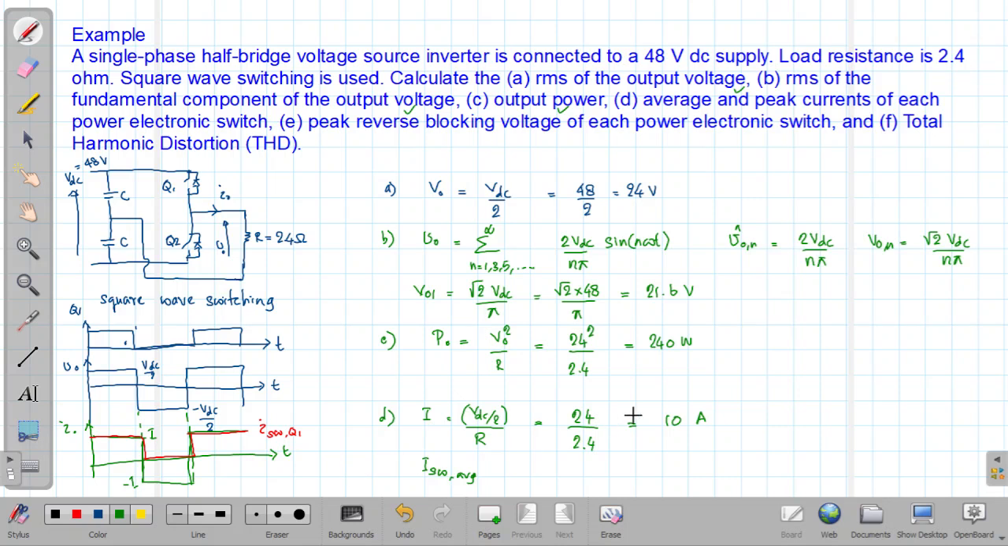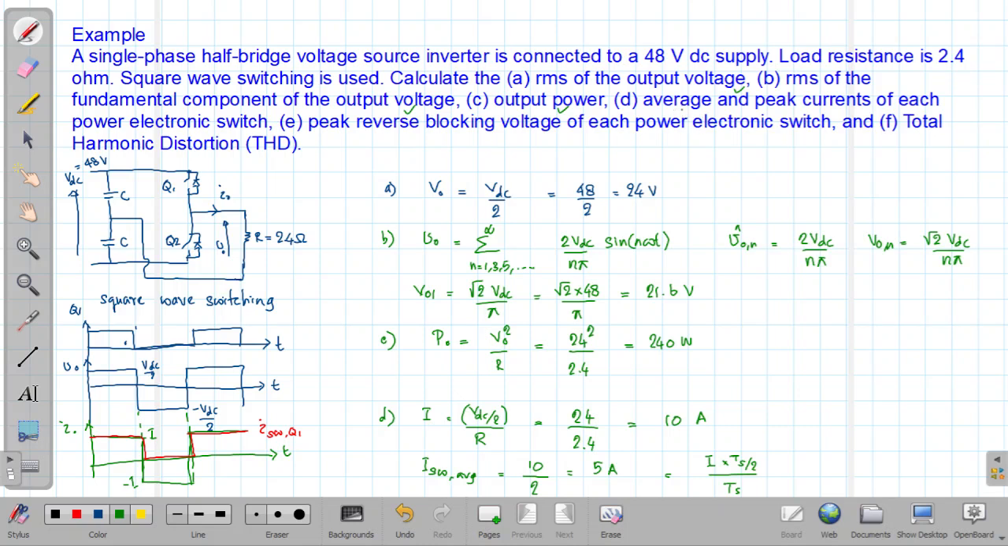Now we can calculate what would be the I switch average. It is only conducting for half of the period, so the average would be equal to 10 divided by 2, which is 5 amperes. What you could write here is I peak times Ts by 2 divided by Ts, that is I peak by 2, which equals 5 amperes. So that's the answer for question D.